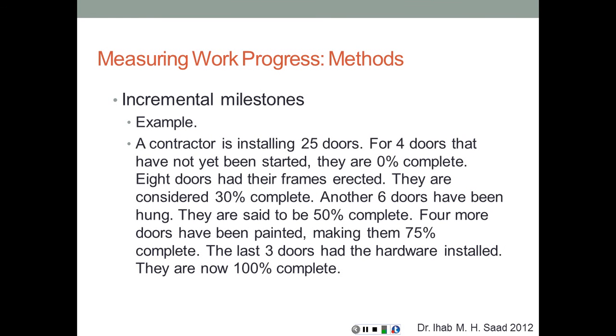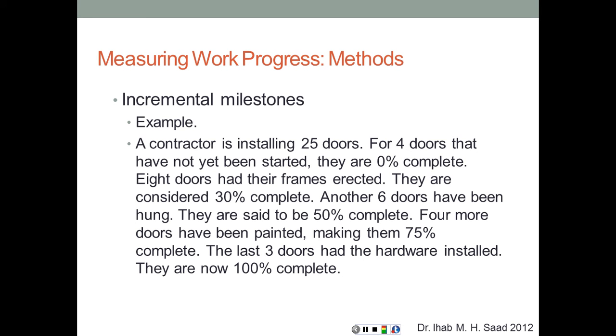So here is an example of incremental milestones. A contractor is installing 25 doors. 4 doors have not yet been started, so percent complete is 0. 8 doors had their frames erected, and we consider that the frame erection for each door is 30% of the work. 6 doors have been hung.